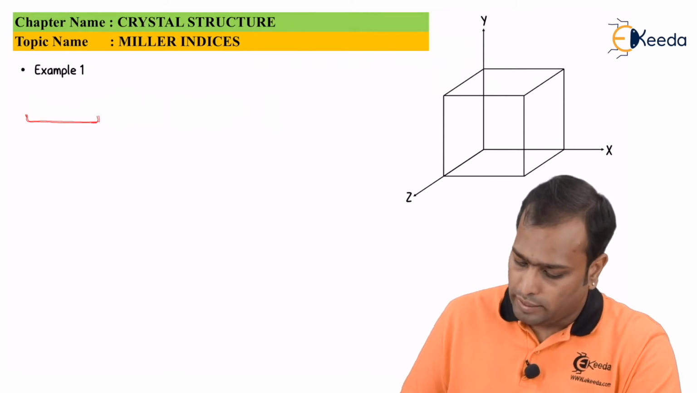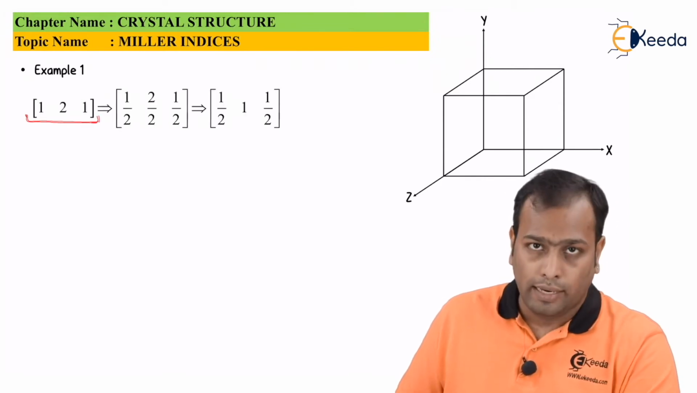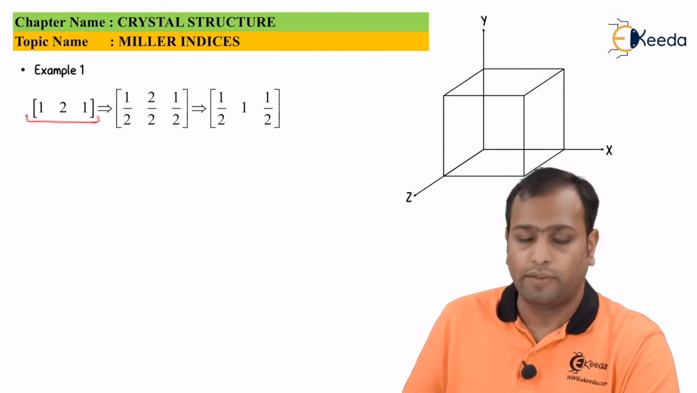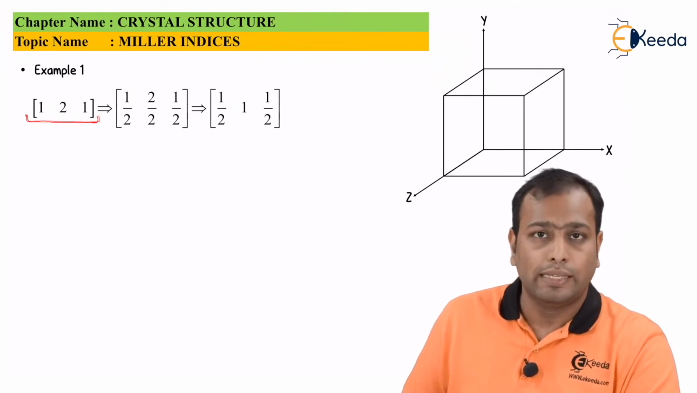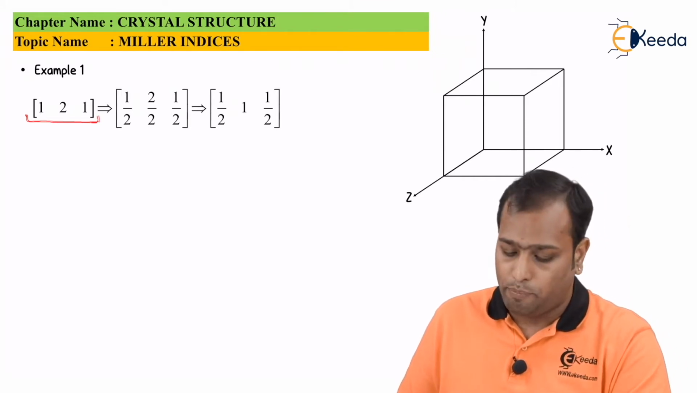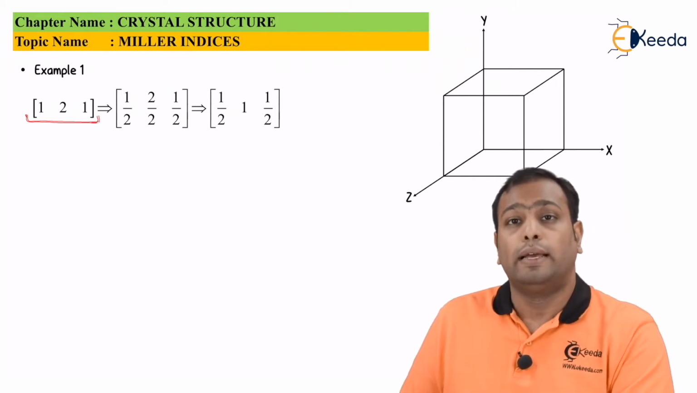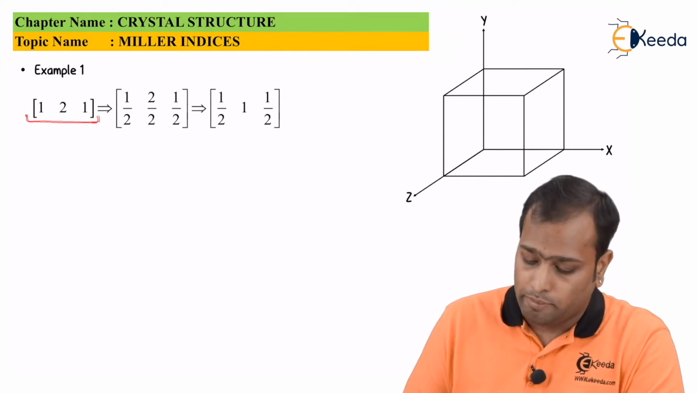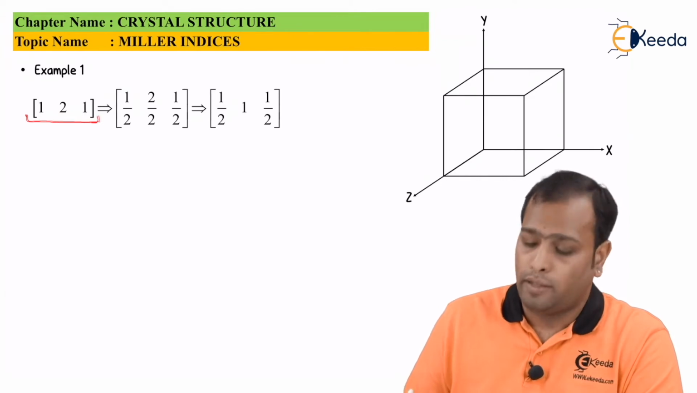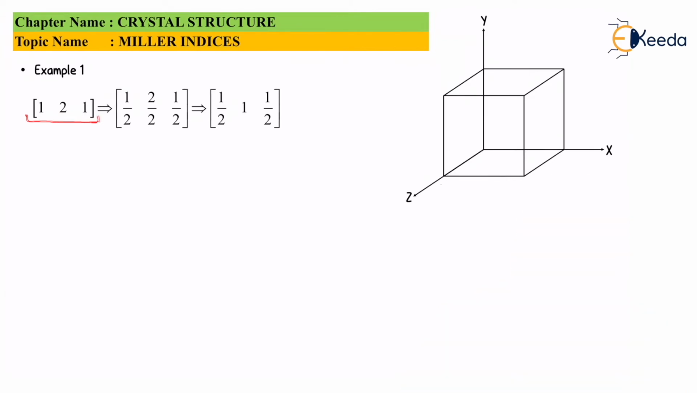As you know, in the earlier slide, let's take an example. We have 1, 2, 1 as Miller directions given. So what will we do? We will scale it down. Now, how to scale it down and why to scale it down? Can we not plot 1, 2, 1? Yes, it is a valid Miller direction. It can be plotted, but we always assume this unit cell has a magnitude of 1 unit.